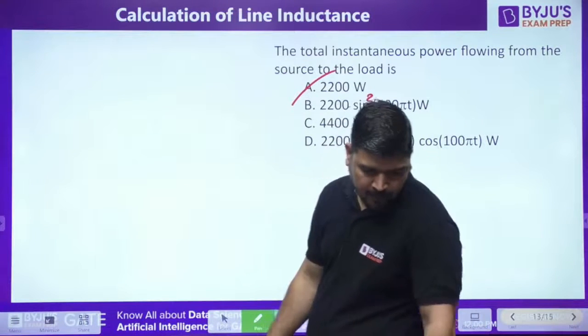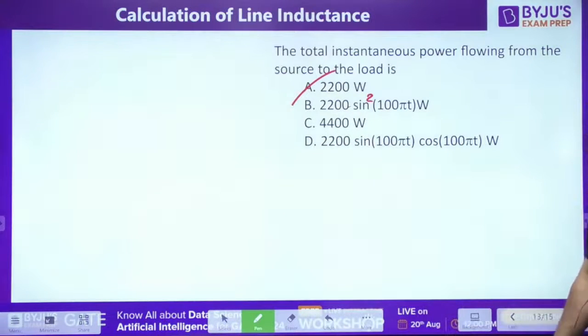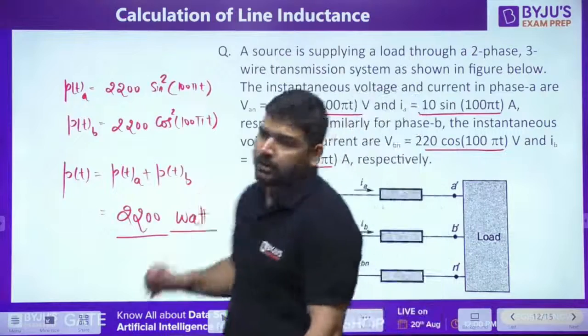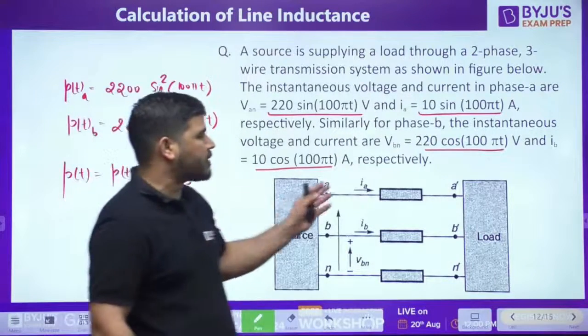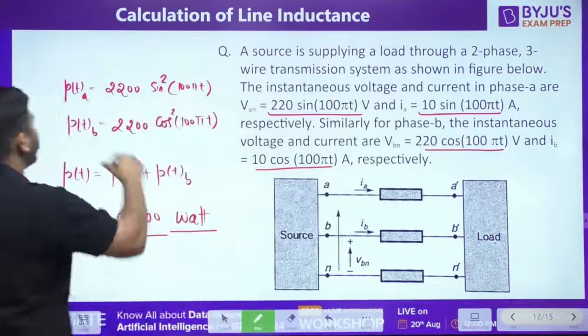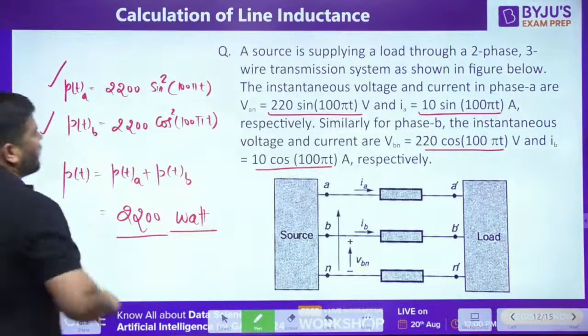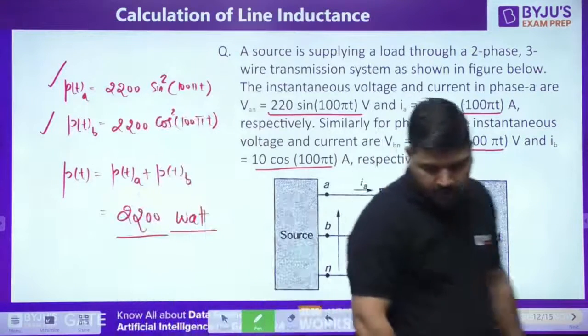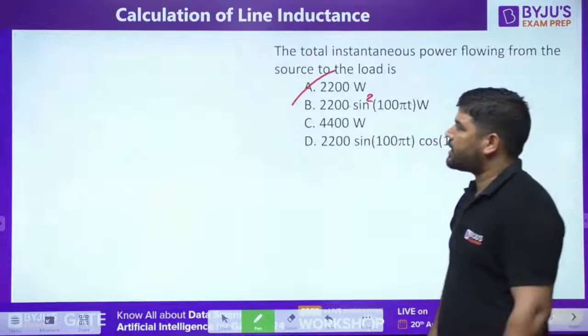Tell me, I hope it is clear. So this was a simple question. You need to calculate the total instantaneous power supplied from the source. This is the instantaneous power of phase A, this is the instantaneous power of phase B, and you can add them to get the correct answer. So answer is Agra.